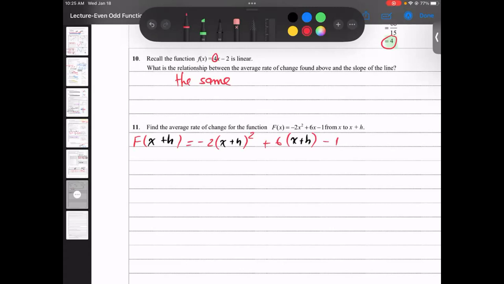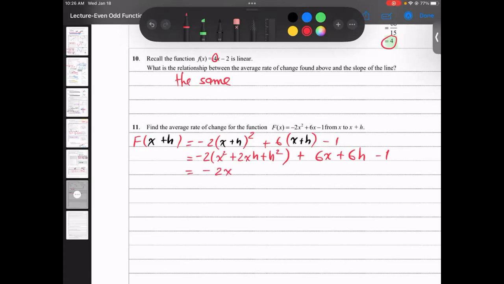I see a few students do this: they square the x, they square the h. Just a few of you. Don't do that, okay? You are no longer a 662 or 661 student. There's no partial credit for that kind of mistake. So you're going to FOIL it out. You should have 3 terms. So negative 2 times, if you FOIL that out, you have x squared plus 2xh plus h squared. Distribute the 6: I have 6x plus 6h and then minus 1. Distribute the negative 2.